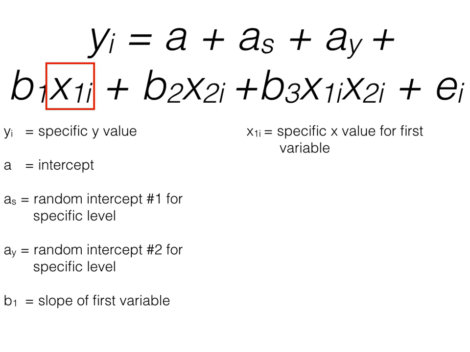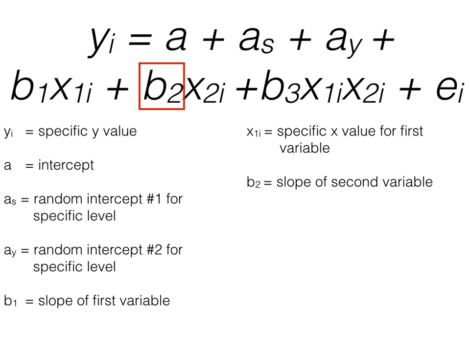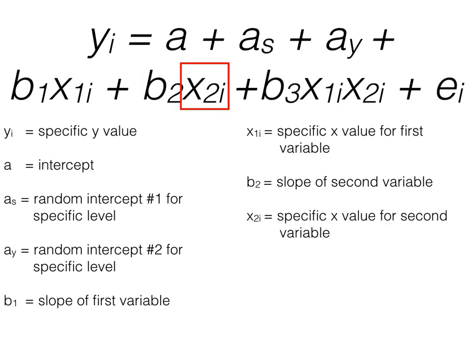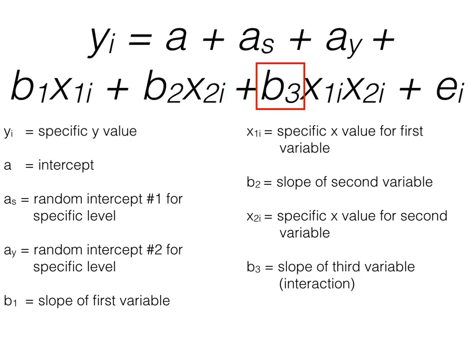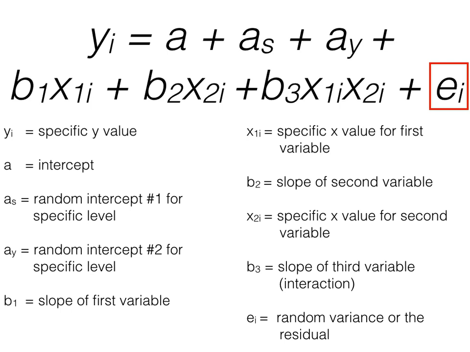x1i, the specific x value for our first variable. b2, the slope of our second variable. x2i, the specific x value for our second variable, b3, the slope of our interaction, and ei, the random variance or the residual.